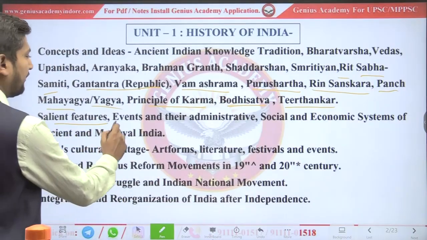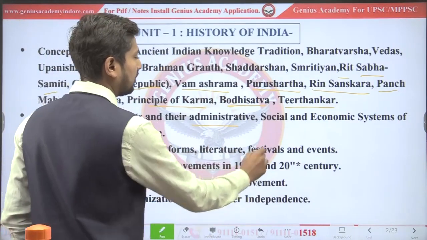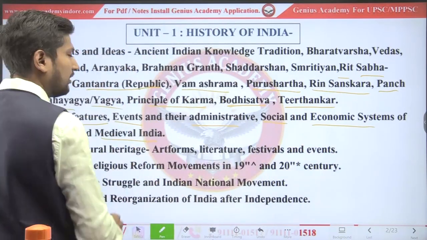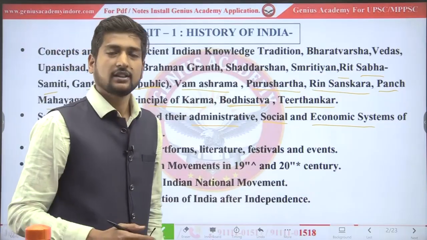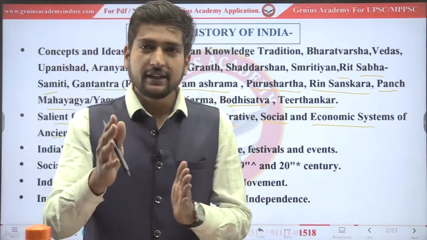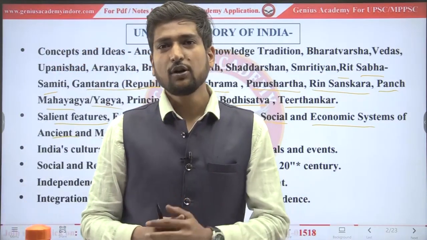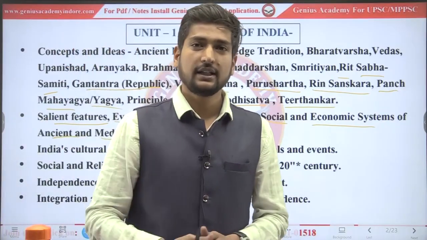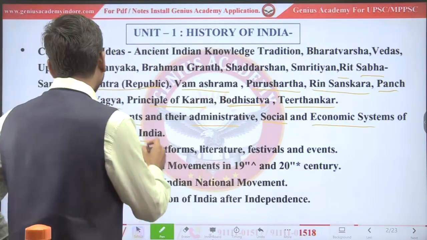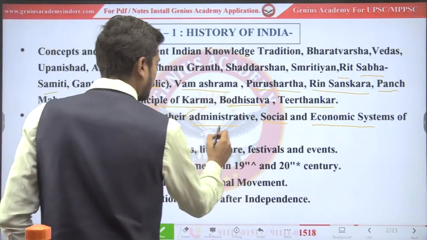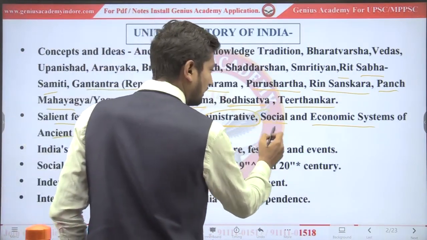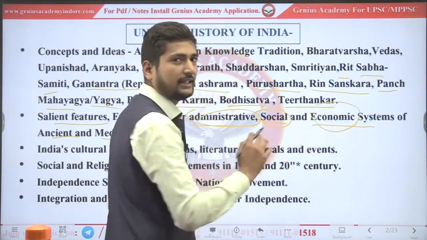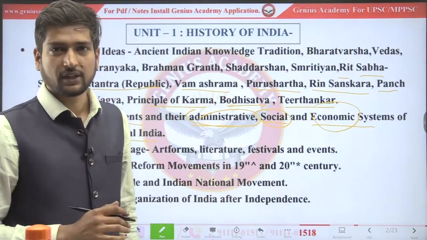Let's look at the next point. Salient features, events and administration, social, economic system of ancient and medieval India. What does this point mean? For every dynasty, we can take the example of the Maurya Empire. About the Maurya Empire, what do we have to read? We have to read its administrative system, what the social condition was at that period of time, and what the economic condition was at that period of time.